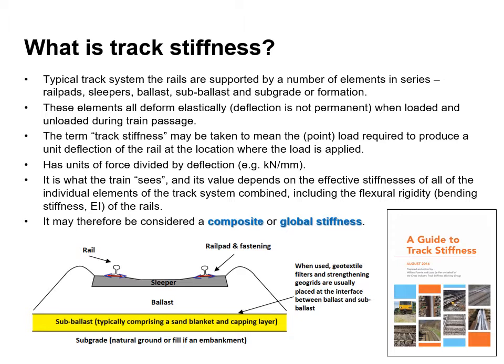So the term track stiffness may be taken to mean the point load required to produce a unit deflection of the rail at the location where the load is applied. It has units of force divided by deflection, for example, kilonewtons per millimetre. It is what the train sees, or feels if you like, and its value depends on the effective stiffness of all the individual elements of the track system combined, including the flexural rigidity, or the bending stiffness, of the rails. It may therefore be considered a composite or global stiffness. There's a guide to track stiffness published in August 2016, and I've shared that in the virtual learning environment.